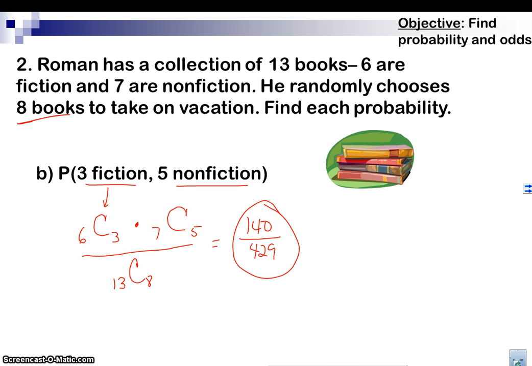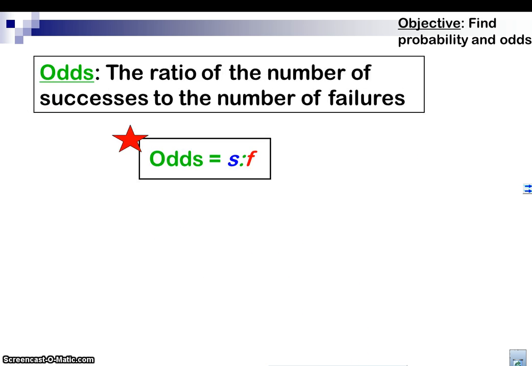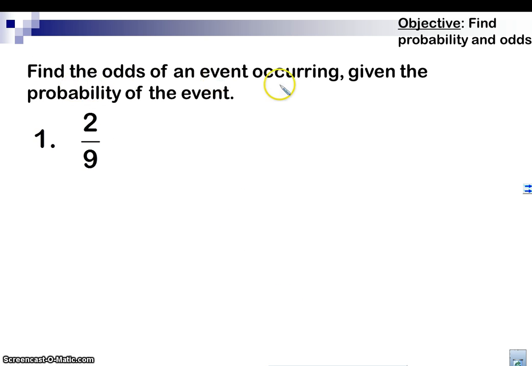Okay, so then let's go on to odds. All right, the odds is the ratio of the number of successes to the number of failures. All right, not bad. S ratio F. Let's take a look. Find the odds of an event occurring given that the probability is 2/9. Well, remember that the probability is S over S plus F.